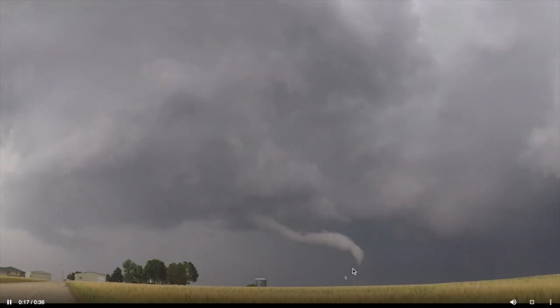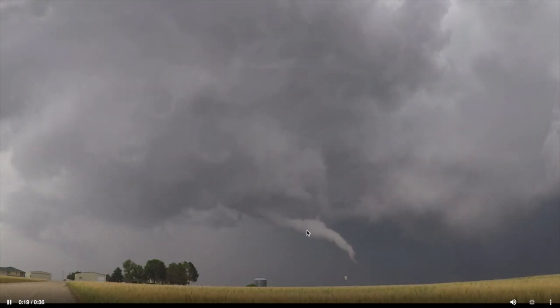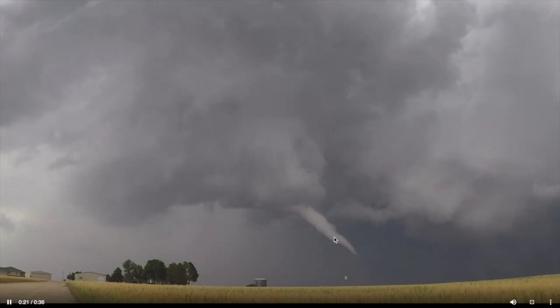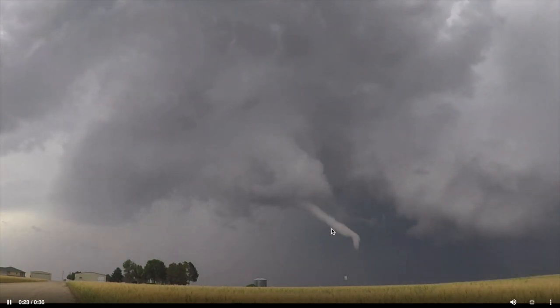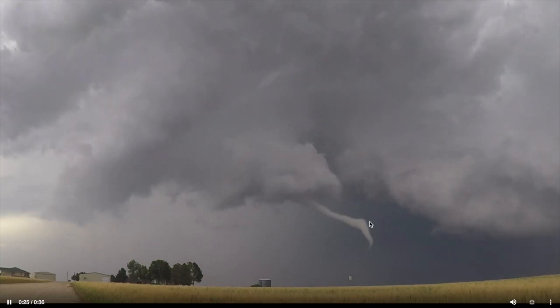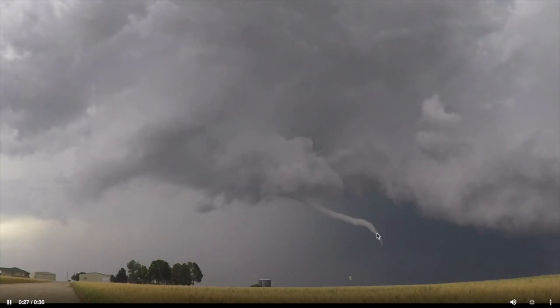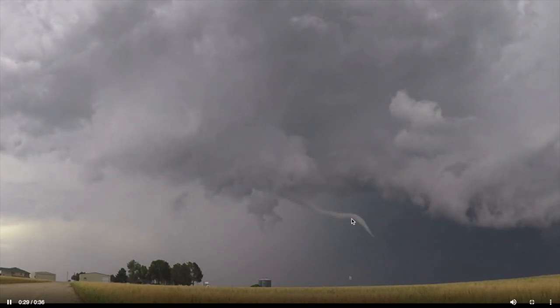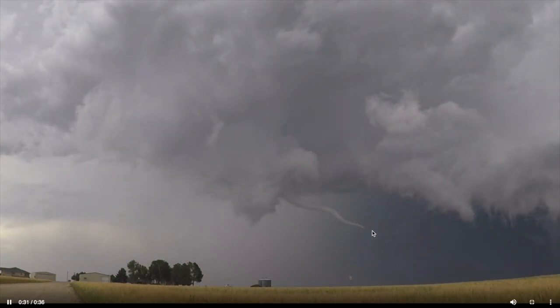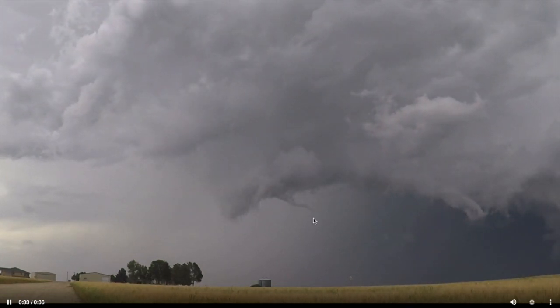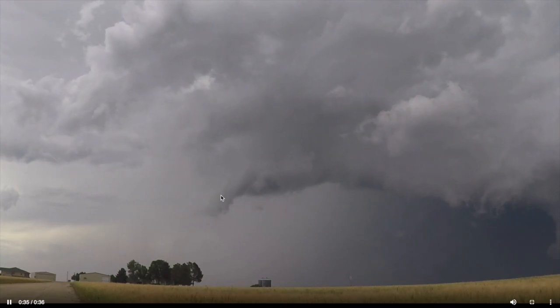So we can see it's starting to retreat, starting to have some kinks in the structure, clearly weakening, a lot of kinks, very thin. This is the definition of a tornado roping out. This is a very good example of a tornado roping out. And now it completely dissipates. You can see it's all gone. So that, in about 36 seconds, is the lifespan of a tornado.